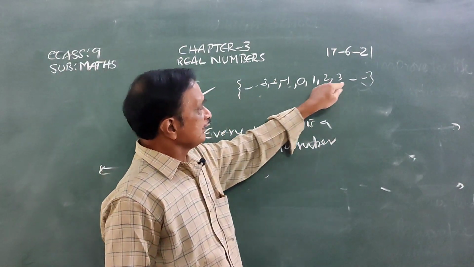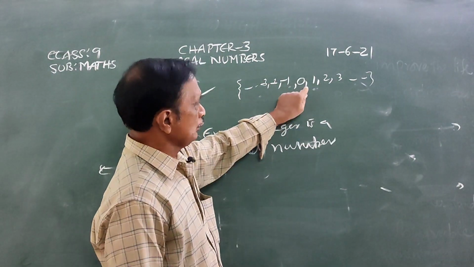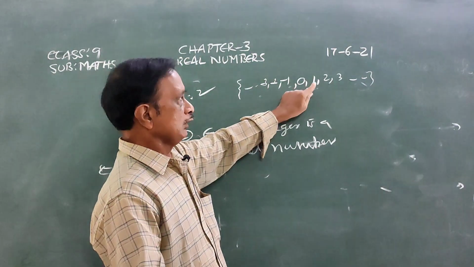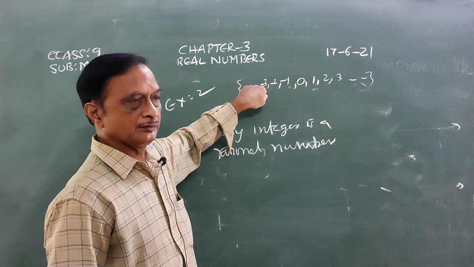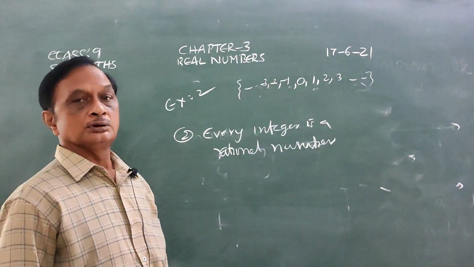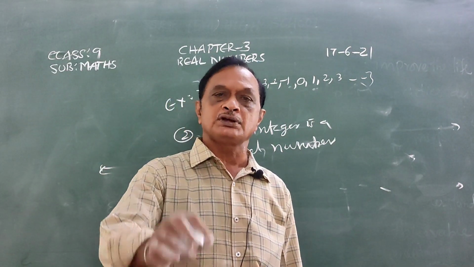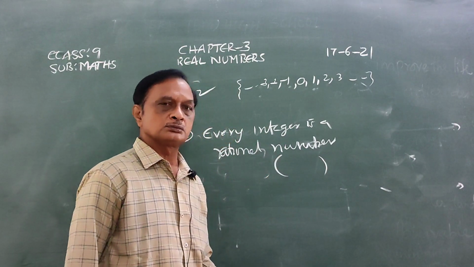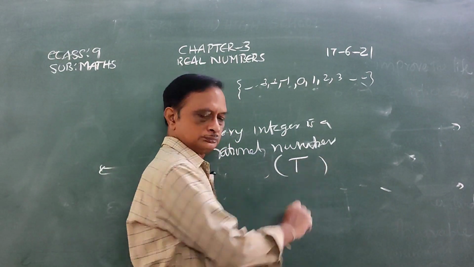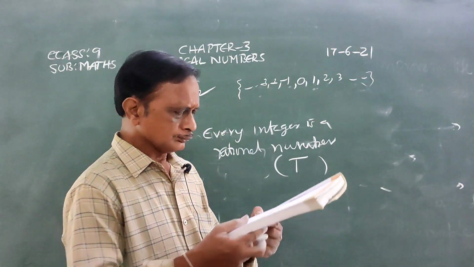Check whether every integer is a rational number. 0 is an integer. 0 by 1, 1 by 1, 2 by 1, 3 by 1, minus 1 by 1, minus 2 by 1, minus 3 by 1 and so on. So every integer can be expressed as a rational number. What do you say about this statement? True or false? True.